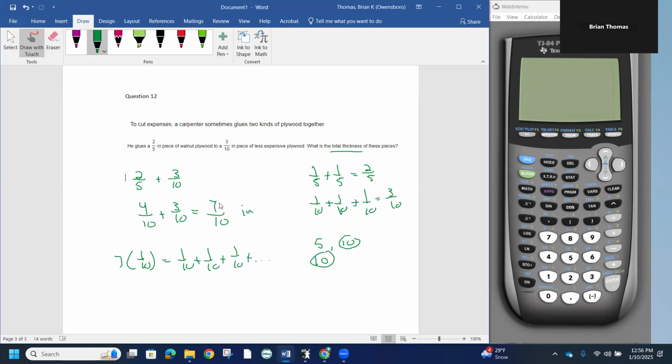Now remember, it's got to be in lowest terms. So 7/10, I don't see a common divisor in 7 or 10, so that would be reduced.